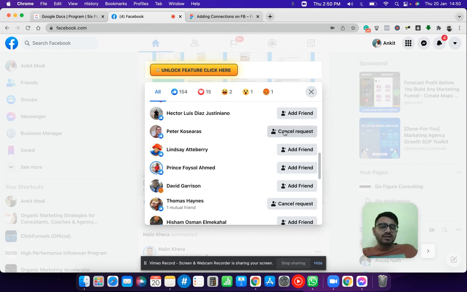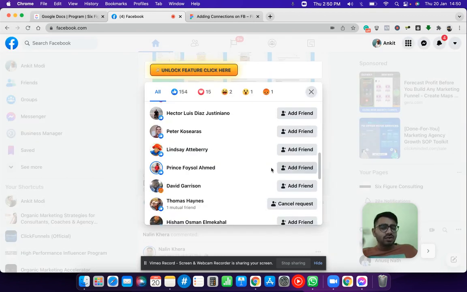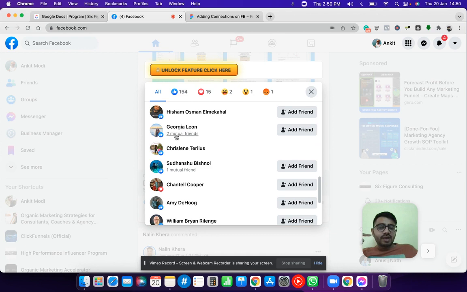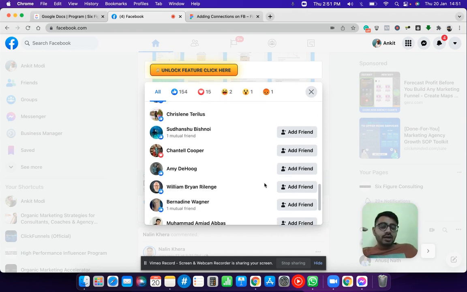So if you see, this is how it works. So don't do this. Just scroll and find people where you have two mutual friends, or one mutual friend, so that you can have a shot at sending them a friend request. That's the only way it will work. After even doing this, if Facebook doesn't allow, then it's completely out of your control, my control, right? But at least this is how you should do it, to stay away from all these bans that you'll get, right?